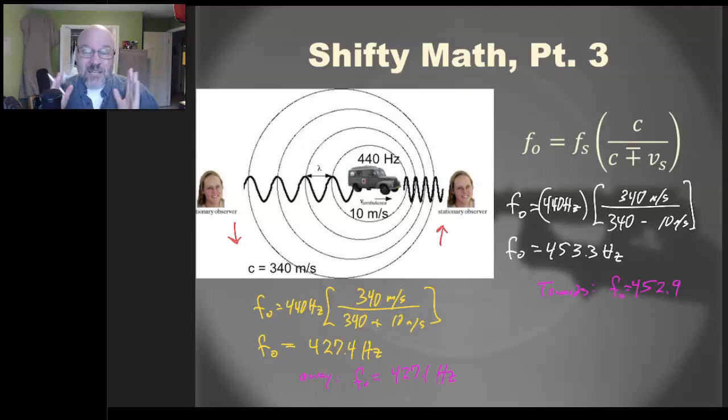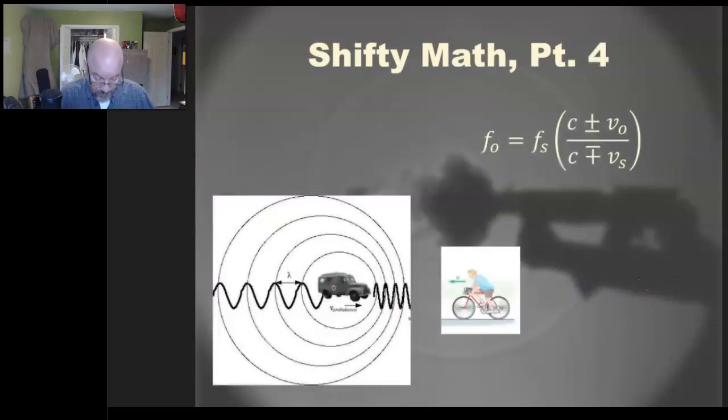Anyway, they're not symmetric, and so we're going to get different answers that way. Let's look at another situation here where both of them are moving.